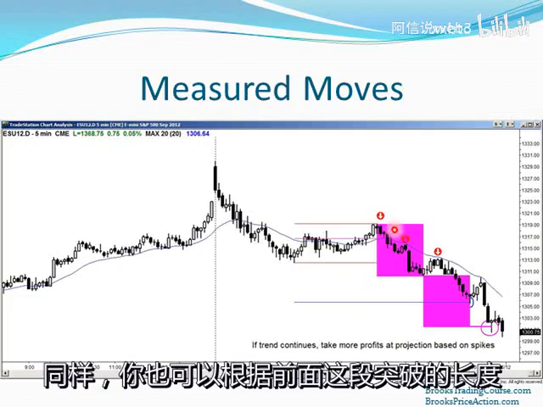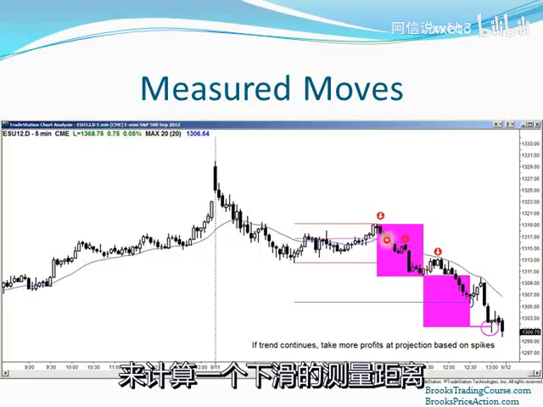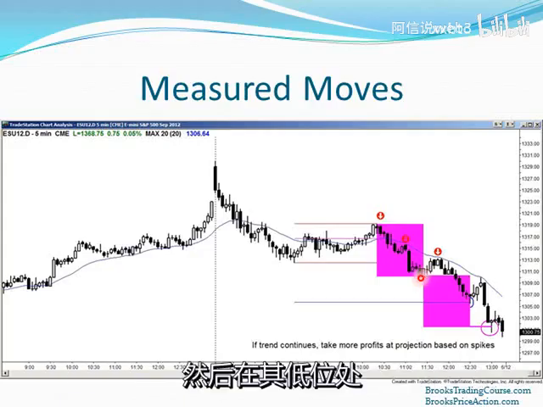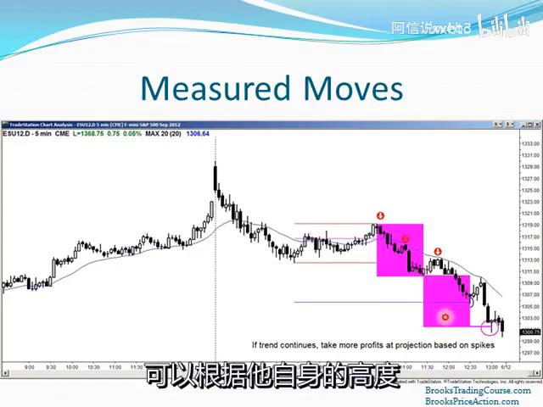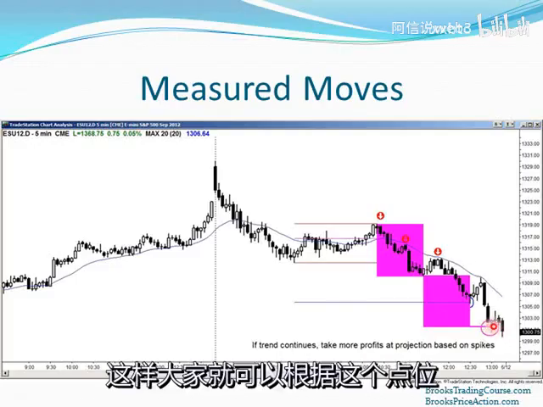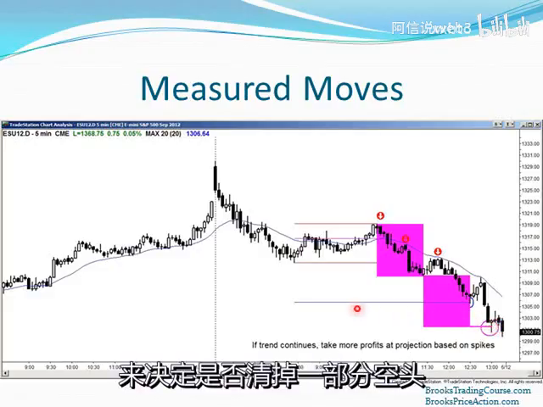Also, you can make a measured move based upon the height of this breakout attempt, right? So here's how high this original bear spike was, and you can project down from below its low, and it takes you to this price level. And again, traders will use that as an area where they'll take profits on their shorts.